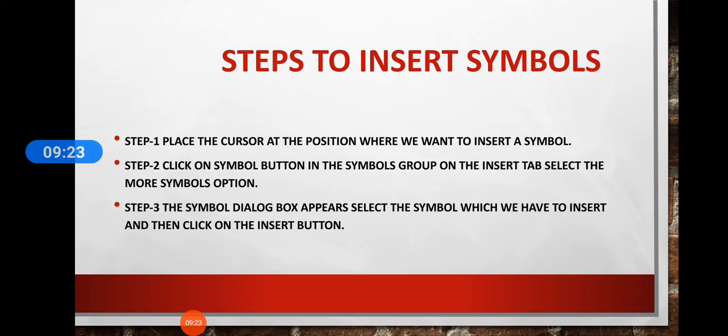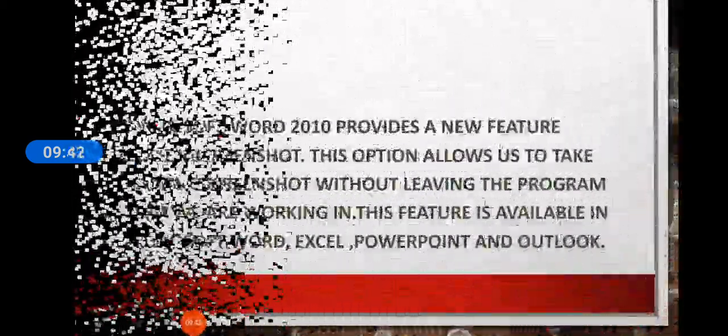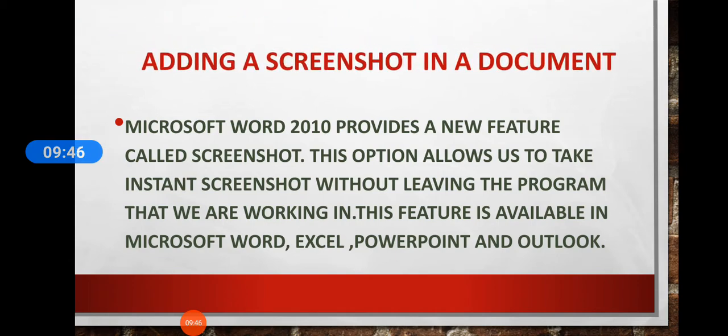Third step is the symbol dialog box appears. Select the symbol which we have to insert and then click on the insert button. This way children, we can insert symbols in our document. Now our last topic is adding screenshots in a document.